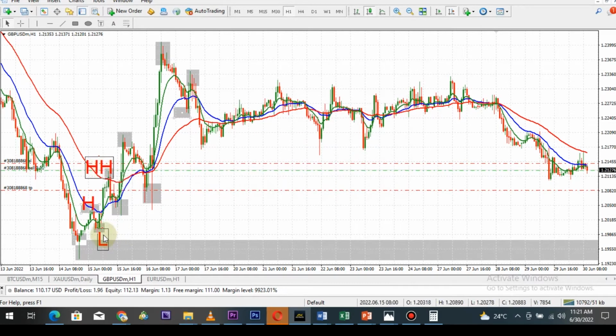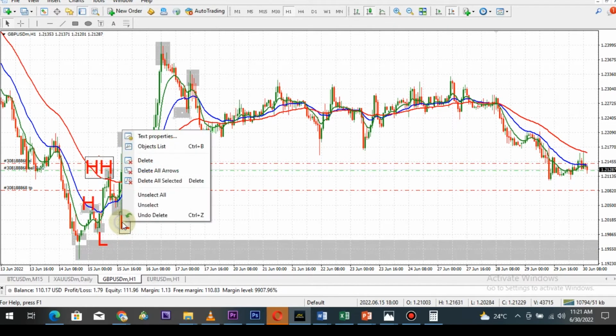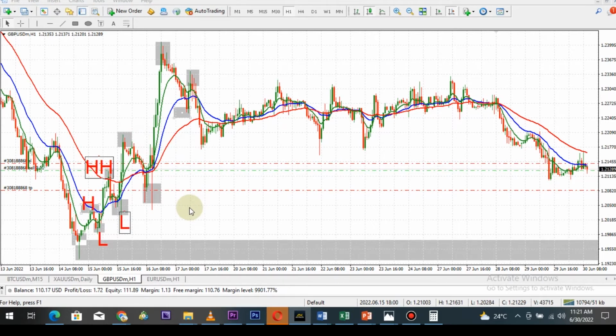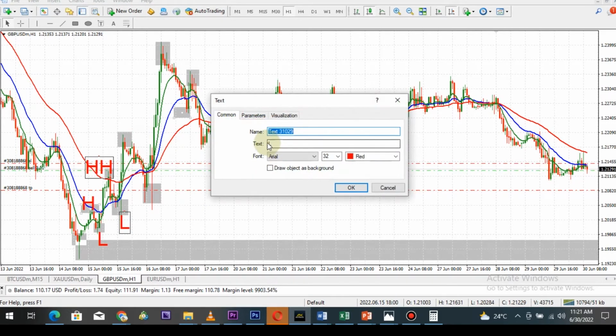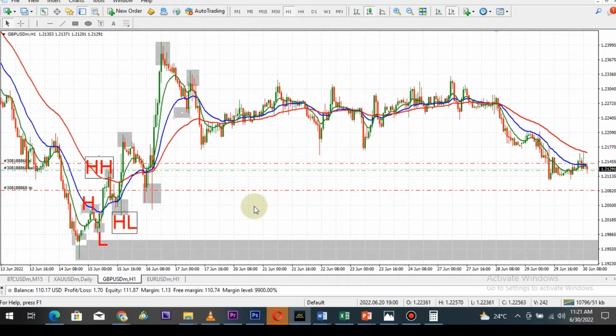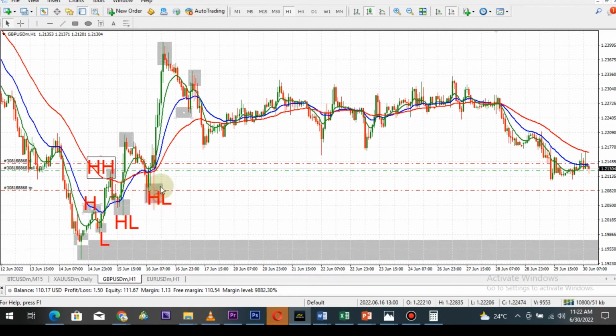You can just type HH as higher high. Then next we have a higher low, or HL. Right, so in an uptrend, we have a series of higher highs and higher lows. So we have another higher low here. It's a low, but it's higher than this one.